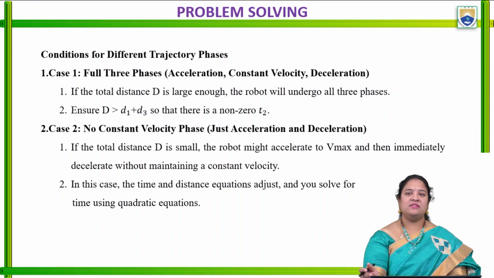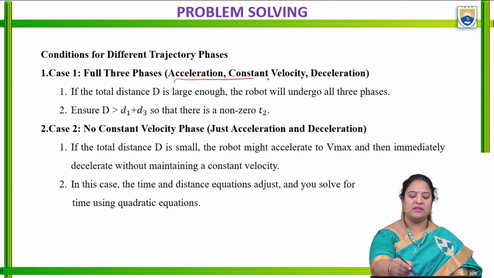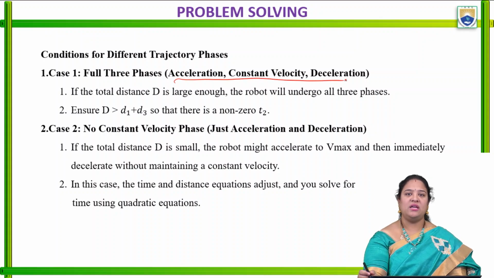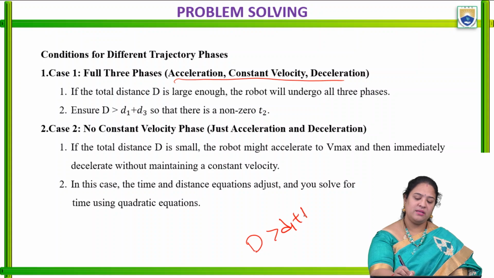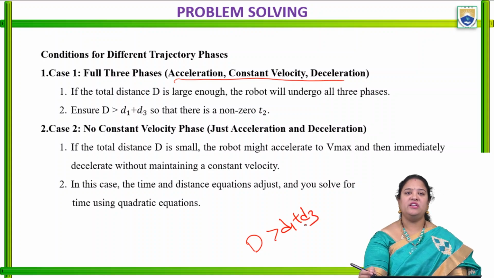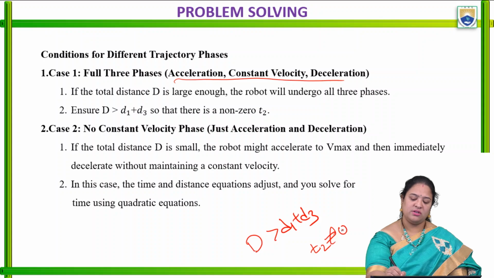That is, when we are considering all these constraints like acceleration, constant velocity, and deceleration, we need to ensure that the distance d will always be greater than d1 plus d3, so that we will not have any non-zero t2, that is, it will not be equal to 0.